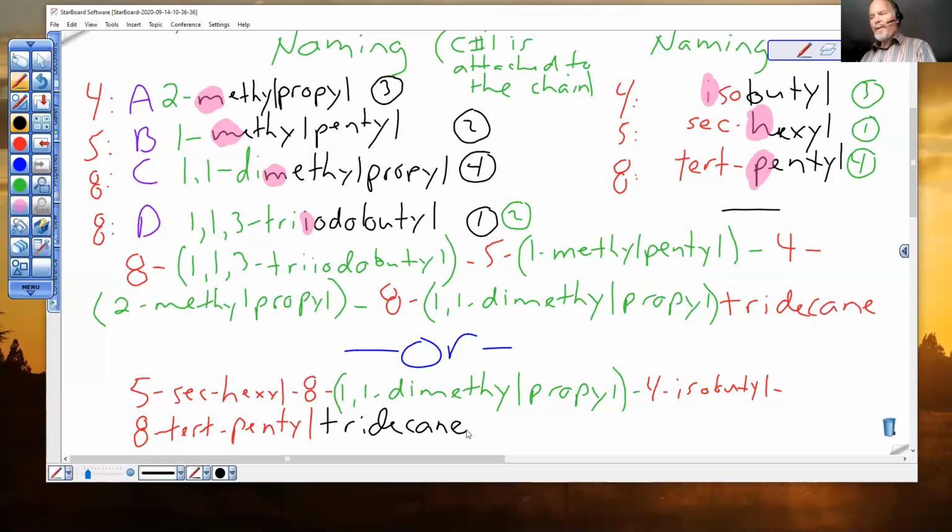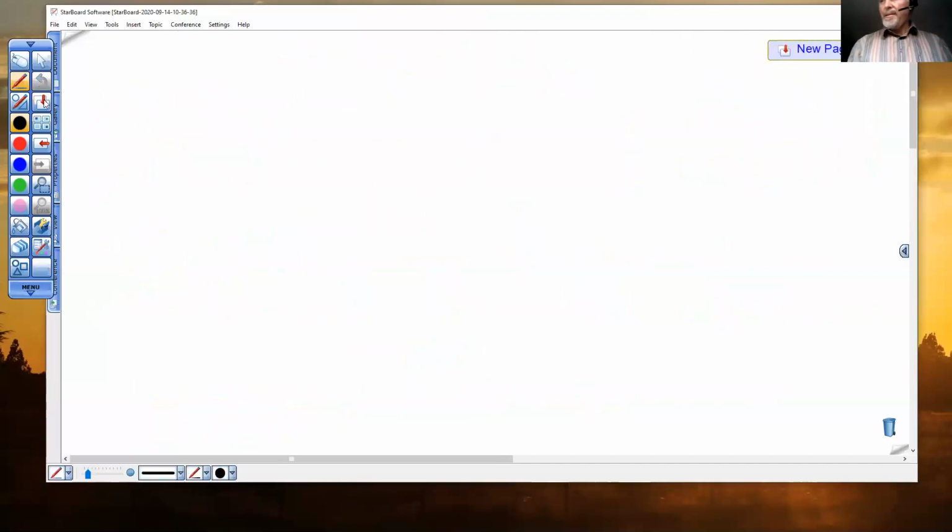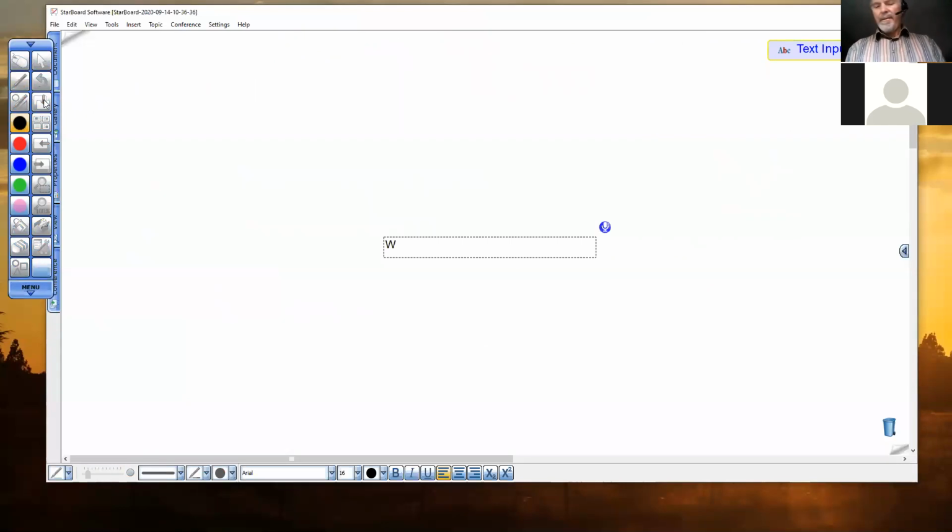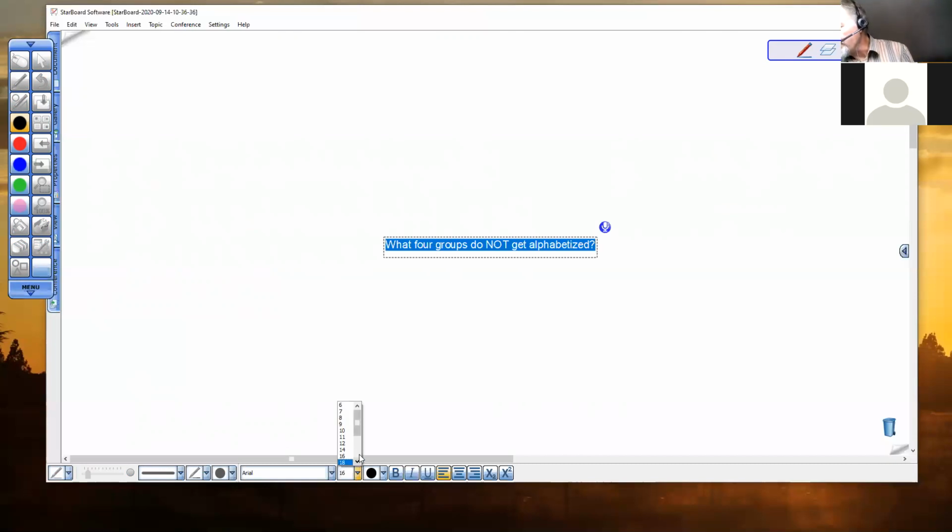So 2 things we're going to conclude with. Should be able to draw any iso, sec, or tert. And the 4 things that don't get alphabetized. That'll be a nice little page here. Doctor, I think yes, there was something wrong with that last naming. Oh, let's go back. Let me finish this sentence first. What 4 groups do not get alphabetized? And that's a question mark.